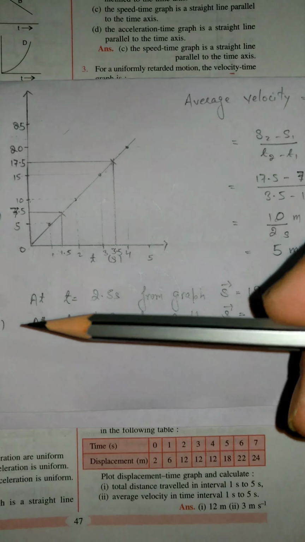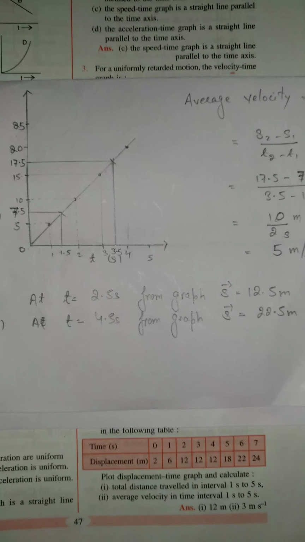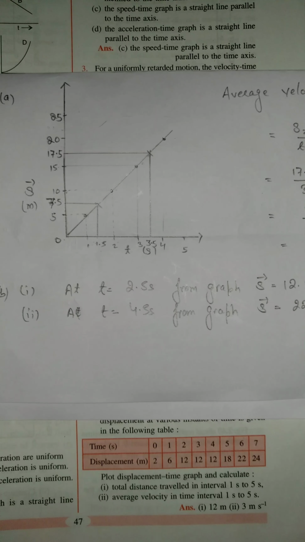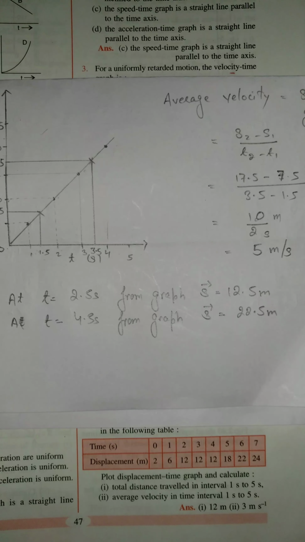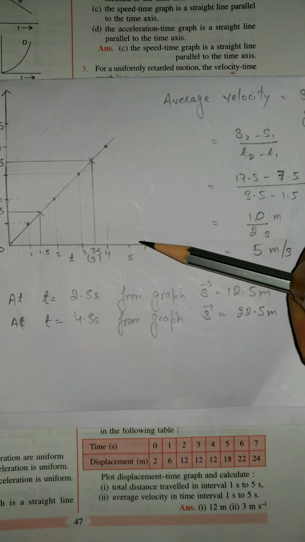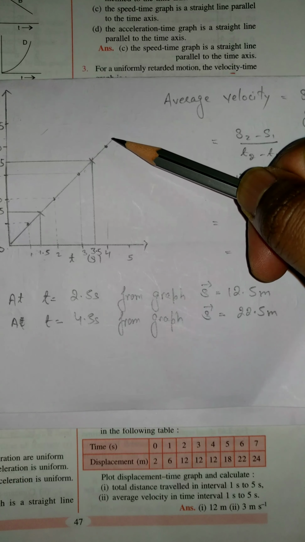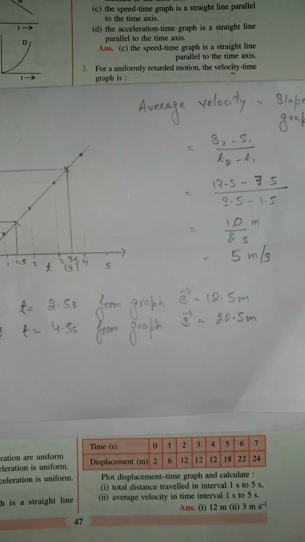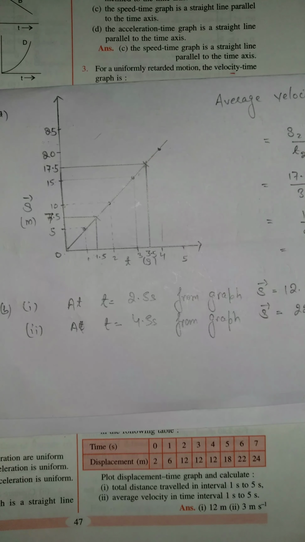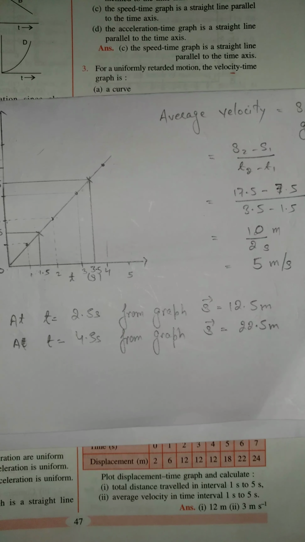And then the second part, which is at t equals 4.5 seconds. Doing the same thing, between 4 and 5, 4.5 is somewhere around here. If I go here, it goes up till here, and that should lie between 20 and 25. So between 20 and 25, again I am getting 22.5 as my answer. This is number 2.